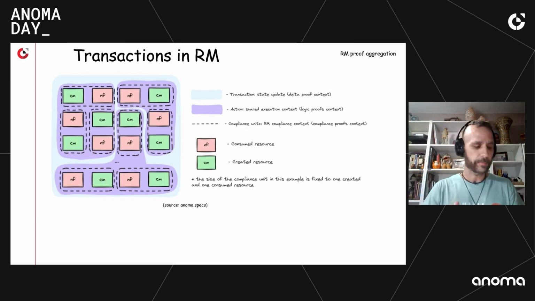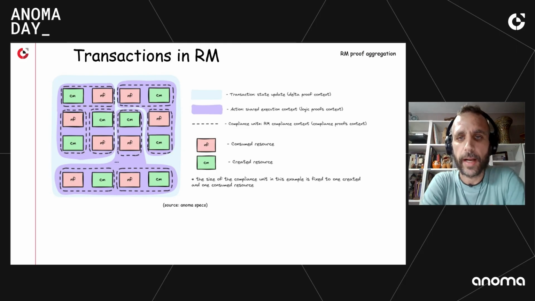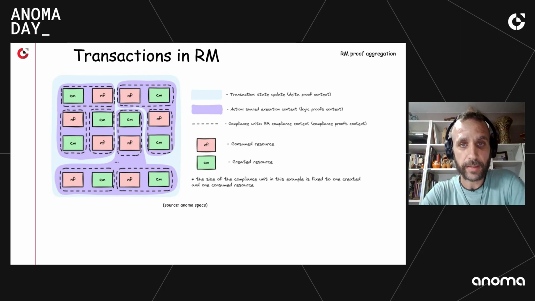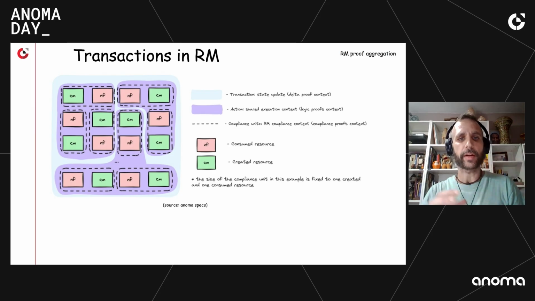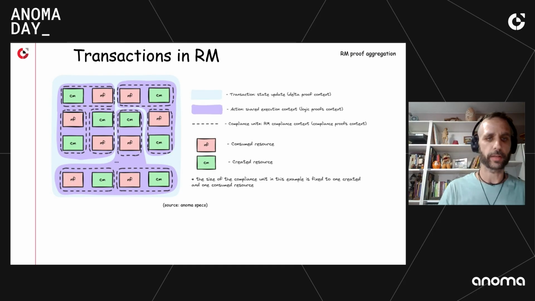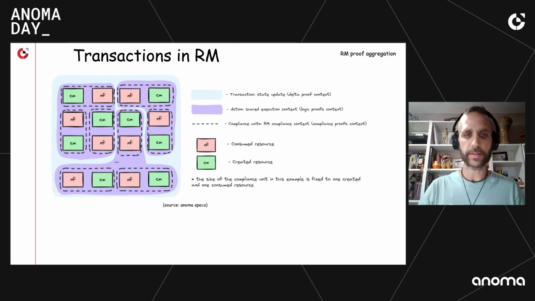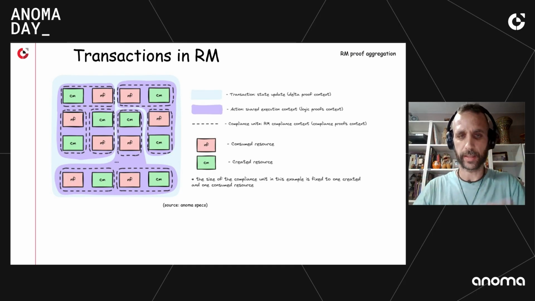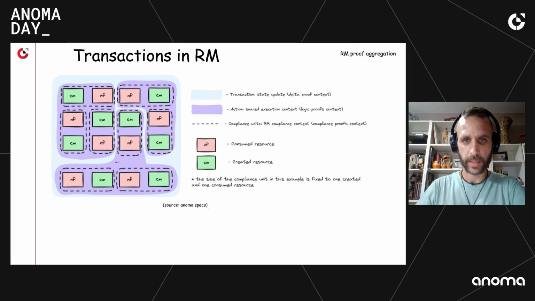So yeah, we have transactions in the resource machine, which represent an update of the state. And basically, transactions are a bunch of resources that can be either consumed or created. All these resources are grouped together in transactions in different scopes. So we have compliance units. We also have actions, and at the end we have the entire transaction.